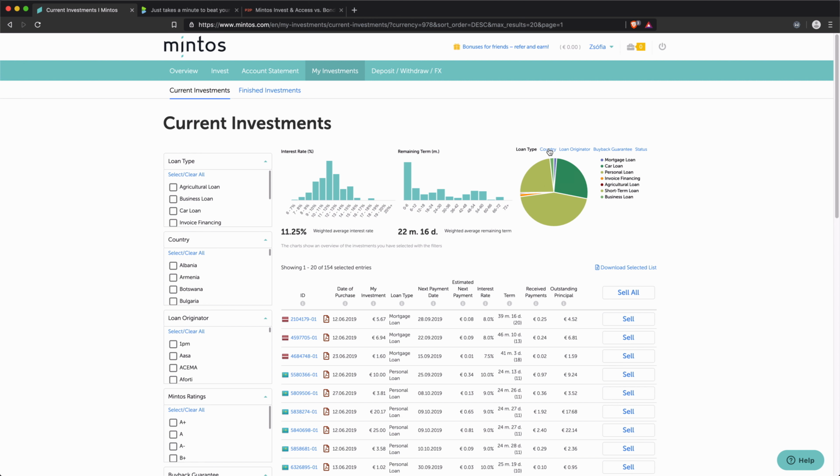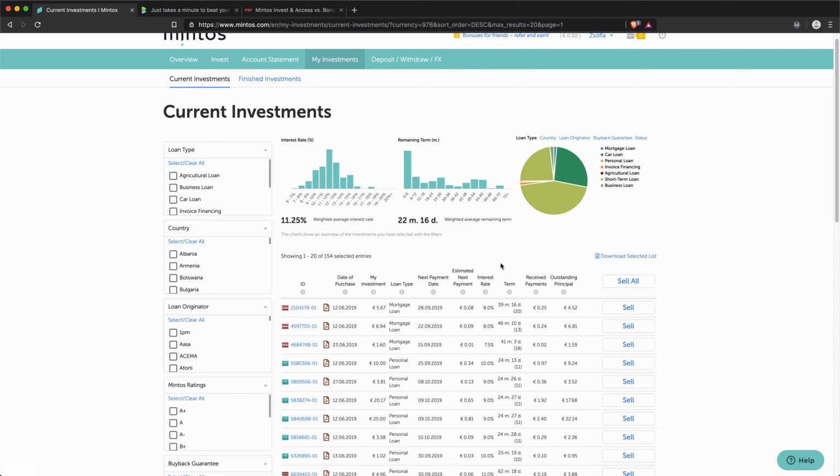Here's how we're diversified by country and loan originators. Our biggest loan originator is Mogo, followed by ID Finance, Akulaku, and Dinero is in fourth place, which I'm not too happy about. And all our loans come with a buyback guarantee.